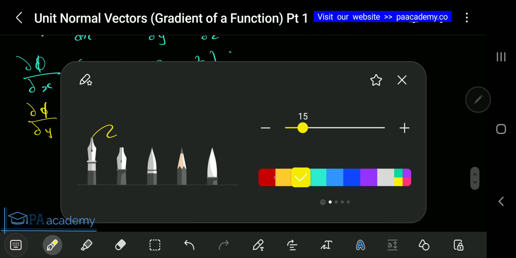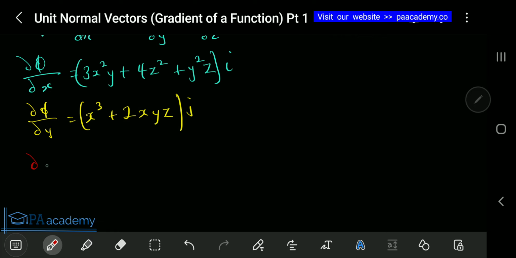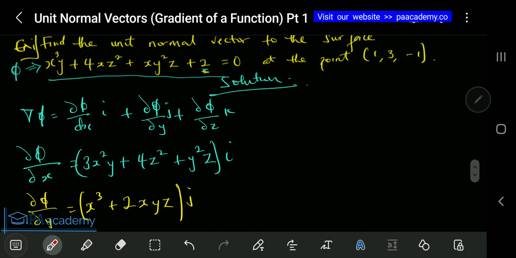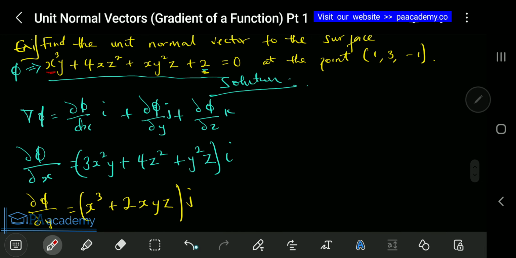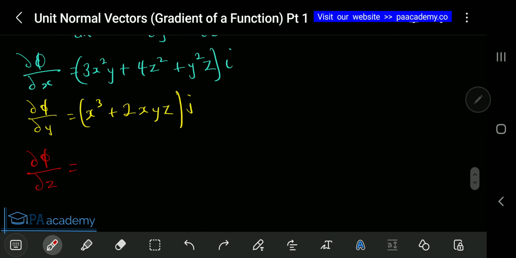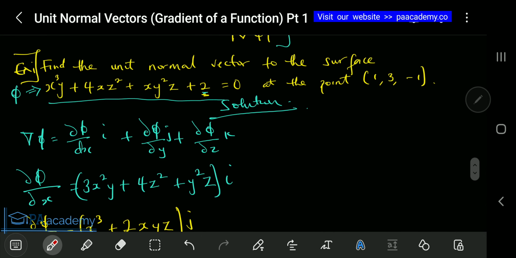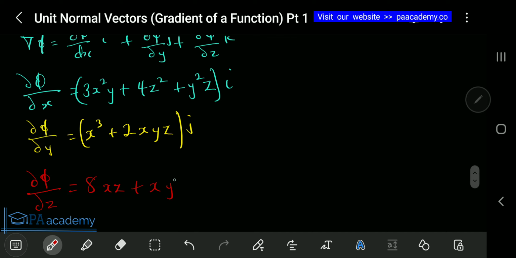Let's go to the next one, which is with respect to z. Here there is no z in the first term, so we can just ignore it. The next one is going to give us, if we differentiate z squared, 2z, and if we multiply it by 4, that's going to give us 8xz. Plus, let's go to the next one: if we differentiate this, we're going to have xy squared plus xy squared.